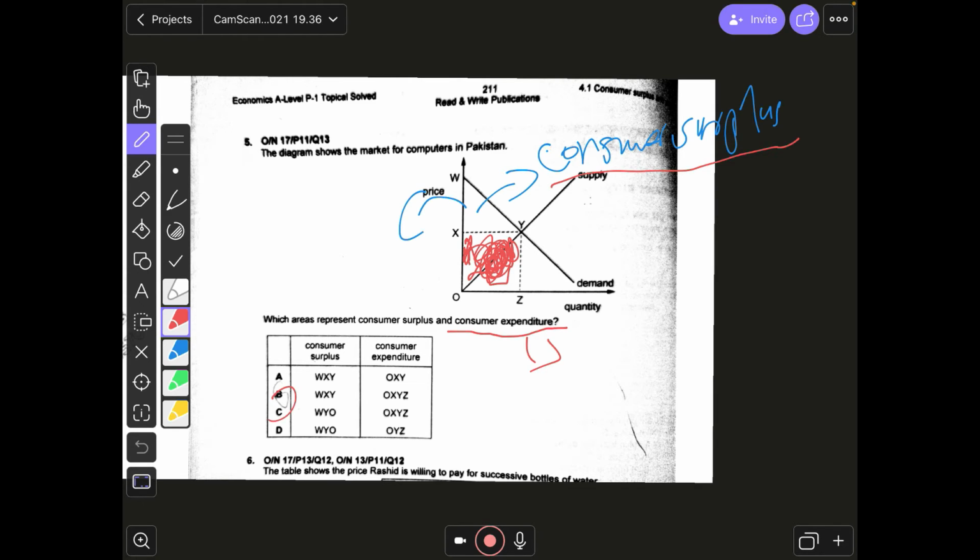Which is why B is the right answer choice, because it says consumer expenditure is OXYZ, which we have already discussed. And so this area represents consumer expenditure or consumer spending, whatever they actually have to pay.